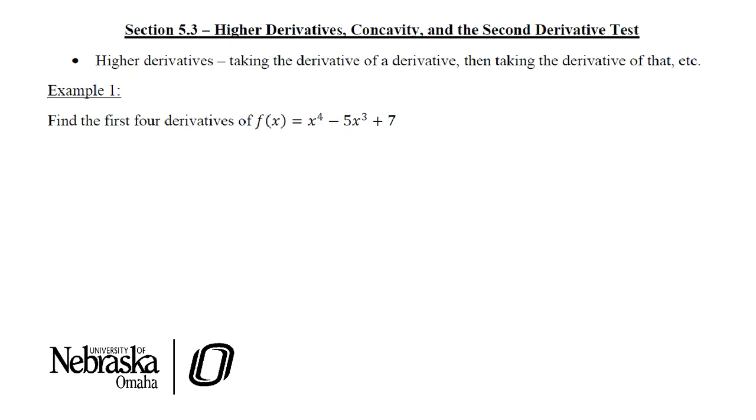Let's list the first four derivatives of f of x equals x to the fourth minus 5x cubed plus 7. So finding higher derivatives, we are just taking the derivative, the same rules that apply before, to each consecutive derivative. So if we find our first derivative, we would get 4x cubed minus 15x squared, right? So we continue taking derivatives. Now we're taking the derivative of the first derivative, and we would get 12x squared minus 30x.